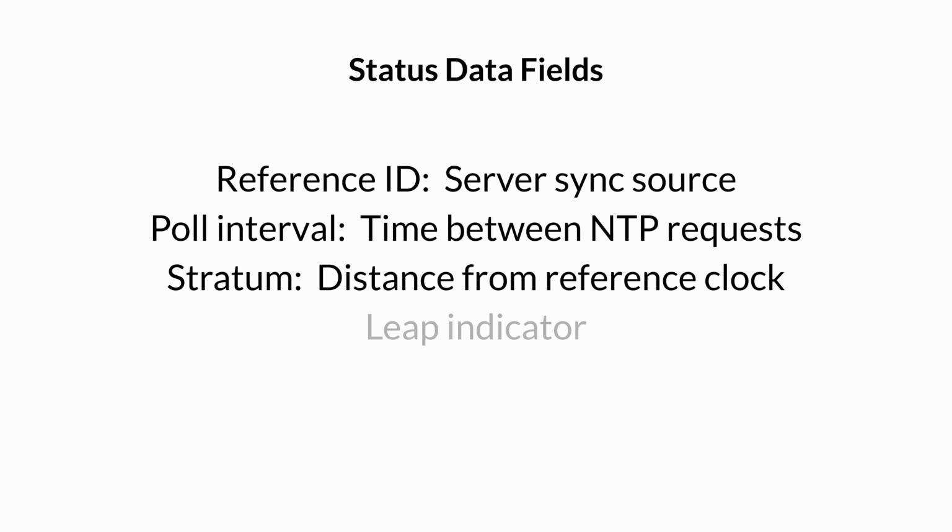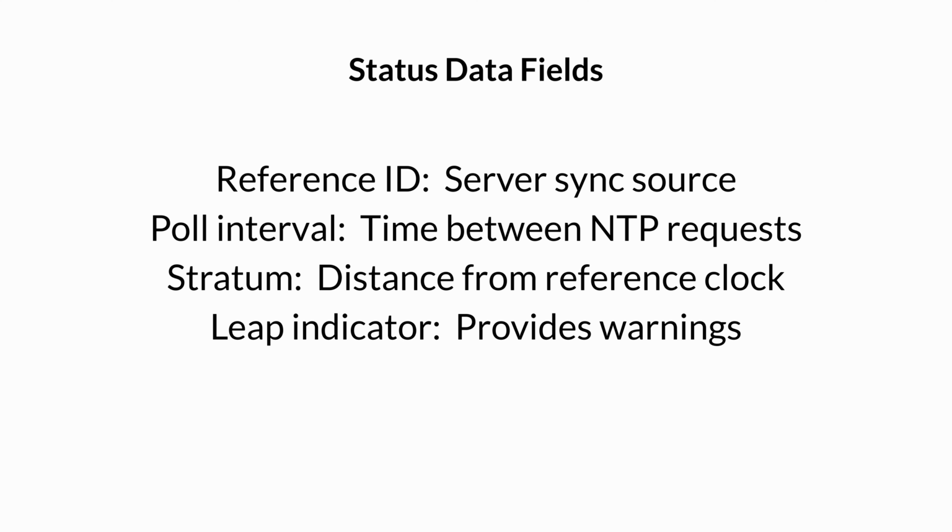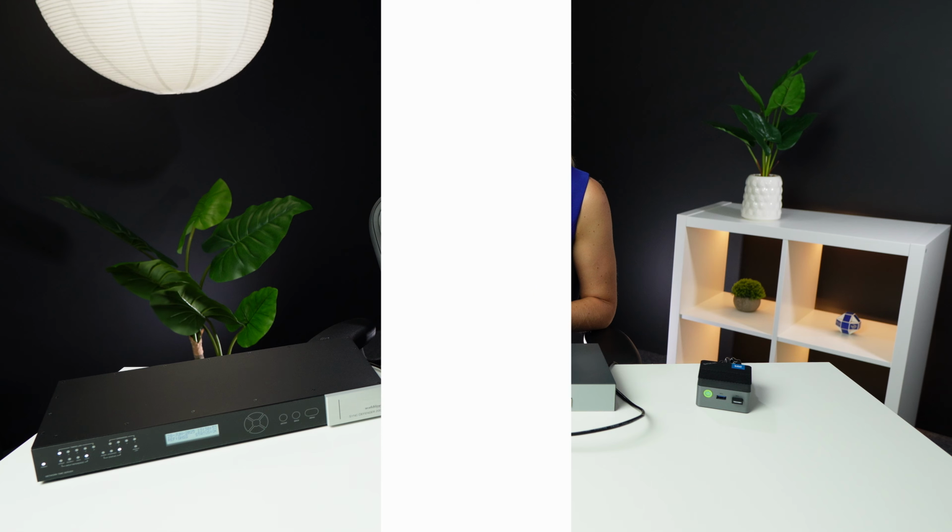The stratum tells us the distance from the reference clock. The leap indicator tells us whether the time has ever been set and also warns of an impending leap second. The stratum and the leap indicator are both really important fields that the NTP client uses to decide whether to trust the time from the server. We've done separate videos on both of these fields and the links are in the description below.